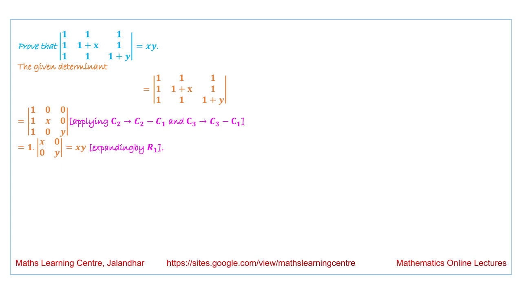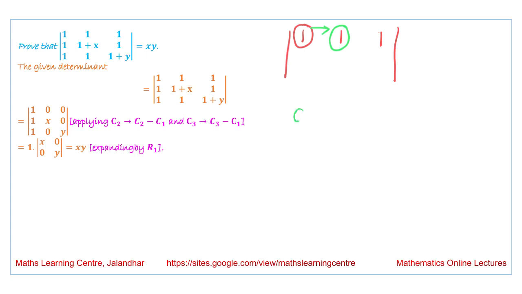Now next we have to prove that this determinant is equal to x into y. So if we look at the elements over here, we have 1, 1, 1. I'm talking about this first row, we have 1 over here. So with the help of this first 1, we can make this term 0. We can make this one 0.